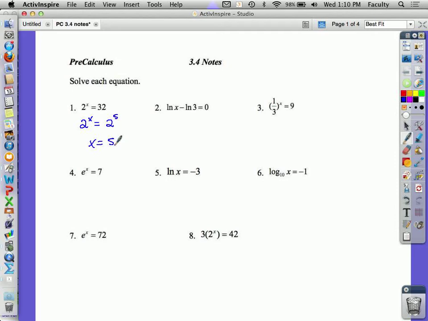Alright, how about number 2? ln x minus ln 3 equals 0. So we did this last year in Algebra 2. What might we do? Emily, what do you think? You can add the ln 3 to both sides, and then their insides are equal.